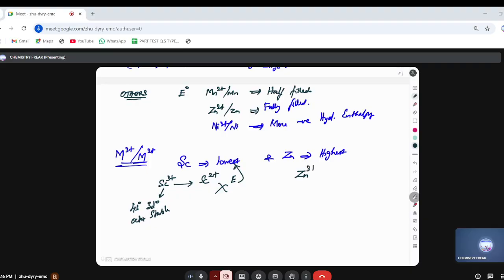Whereas zinc 3 plus, if it gains one electron and becomes zinc 2 plus, this is 3d10, this is 3d9. So this one is stable. So this reaction will happen immediately. That is why the EMF is very, very high for zinc 3 plus becoming 2 plus. Now it will be very, very fast. These are all NCERT lines.